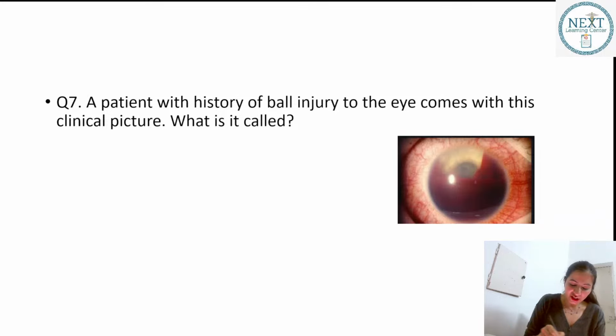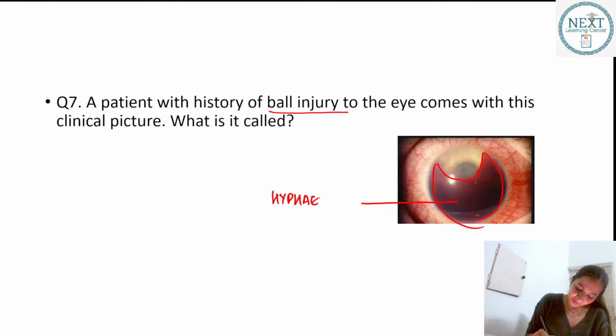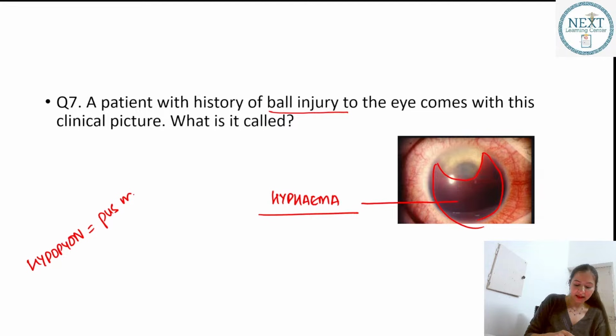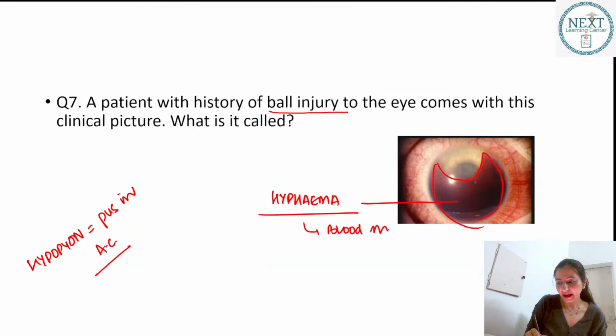Another thing is a patient with a history of ball injury to the eye. I have repeatedly told you this blood in the anterior chamber is called hyphema. Some people confuse it with hypopyon. Now hypopyon is the pus in the anterior chamber and hyphema is the blood in the anterior chamber.